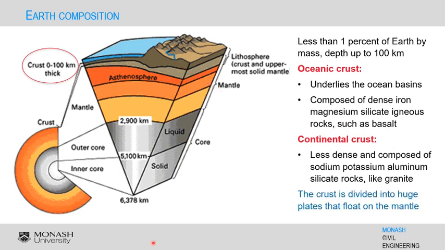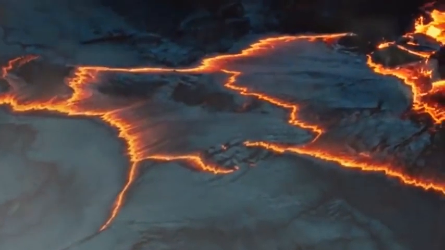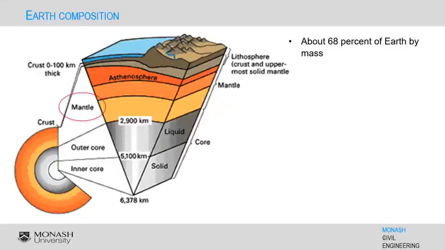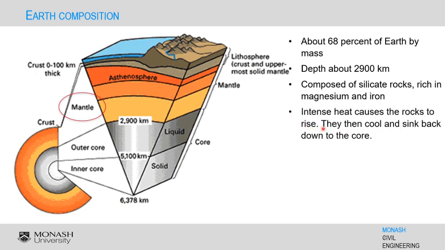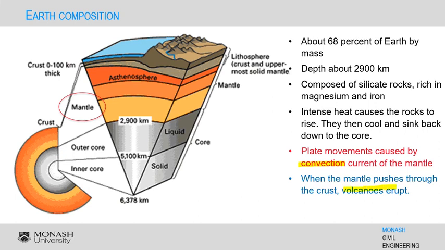The crust is divided into huge plates that float on the mantle, the next layer. The plates are constantly in motion. The mantle is hot and represents about 68% of Earth's mass. The mantle under the crust is about 2,900 kilometers. It is composed mostly of silicate rocks, rich in magnesium and iron. Intense heat causes the rocks to rise. Then they cool and sink back down to the core. This convection is thought to be what causes the tectonic plates to move. When the mantle pushes through the crust, volcanoes erupt.